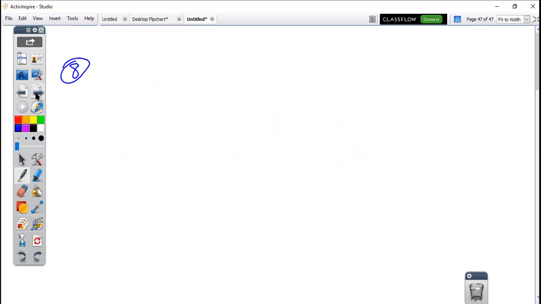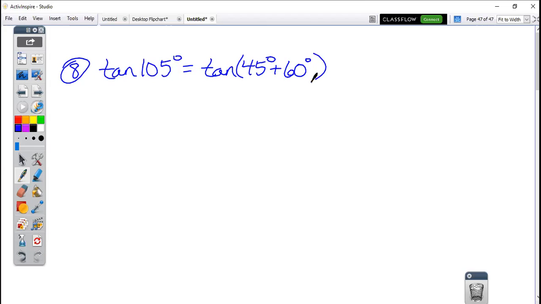Number 8. Tangent of 105. Remember, the tangent ones are the ugly ones because there's a lot more simplifying at the end, but I'm going to pick 60 and 45 again. If you don't want to, you don't have to. There are other numbers you can pick, but I like staying with the small ones.